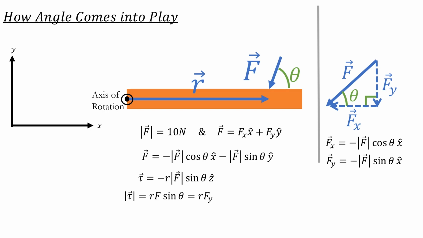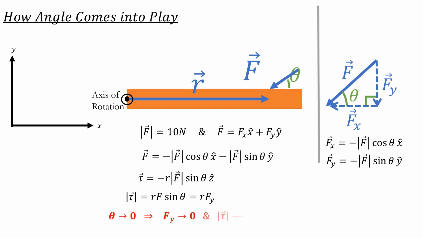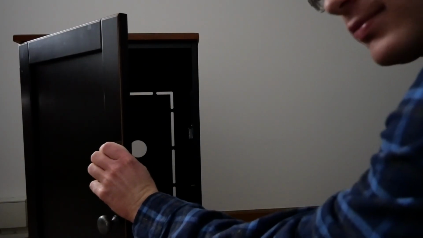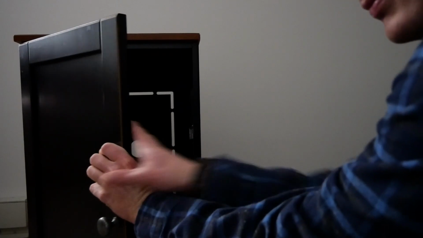Now, as theta goes to 0, the magnitude of the torque decreases. When theta is equal to 0, we can see that the force vector is now parallel to the radius vector, yielding 0 torque. If we try to apply a force parallel to a door, you can see that the door does not rotate. There is indeed 0 torque.